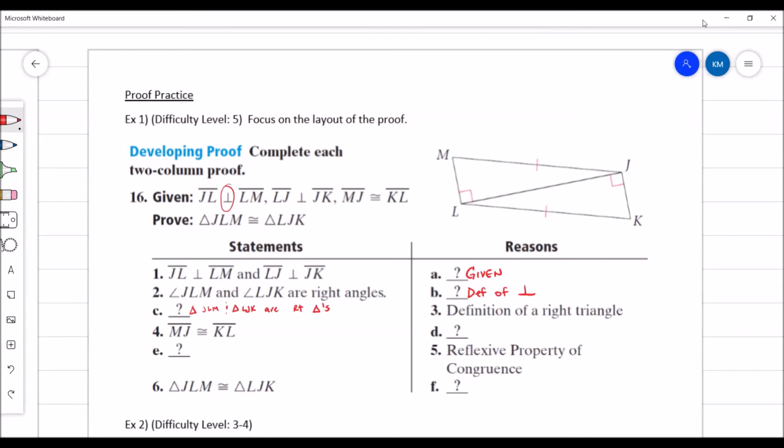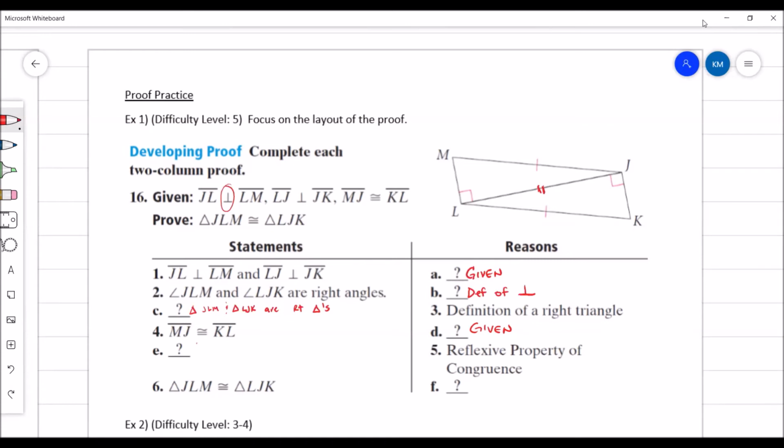All right, number 4, MJ is congruent to KL. Again, that's up here in our given information. So even though it's in the middle of our proof, it's still given. And then they give us the reason of a reflexive property of congruence. So reflexive means something's equal to itself. And so we should see that, hey, this is reflexive.